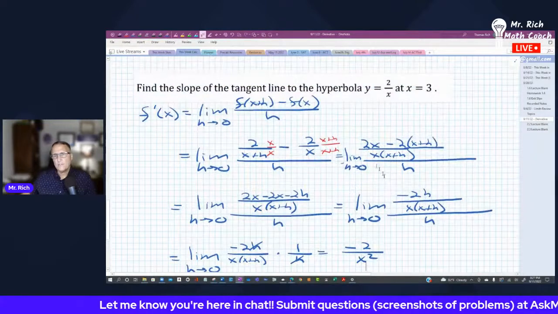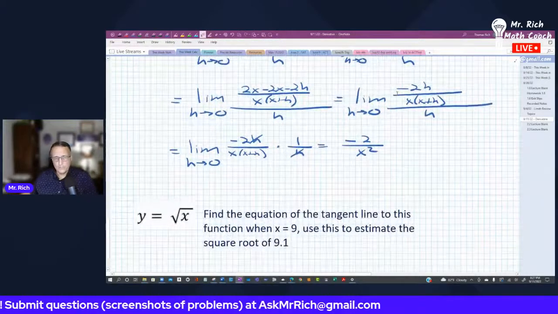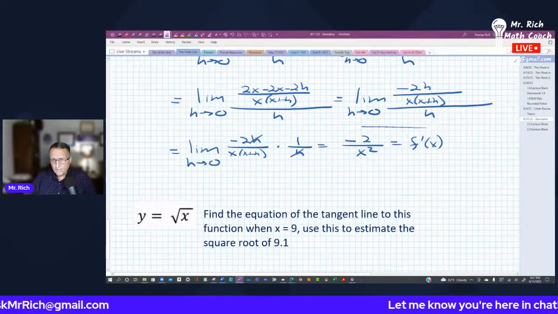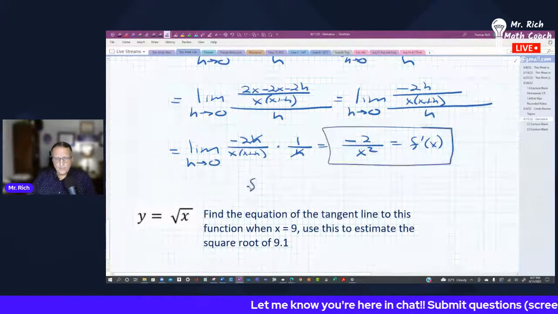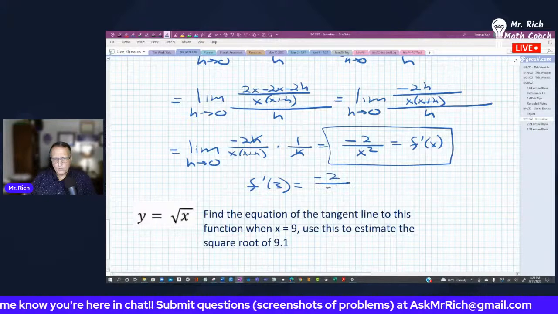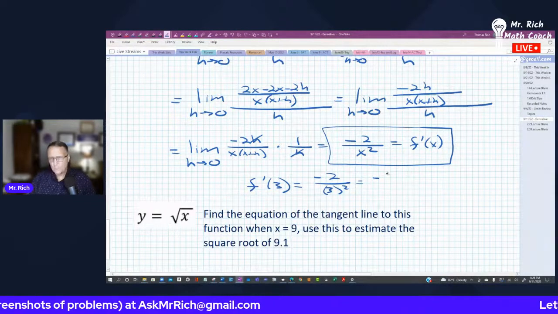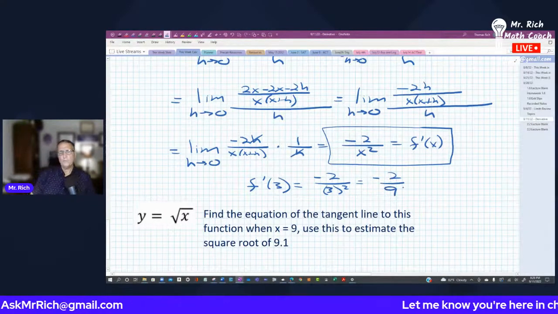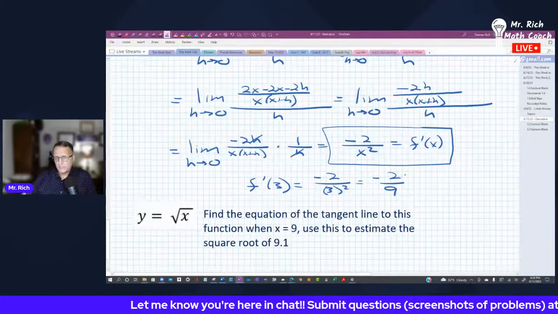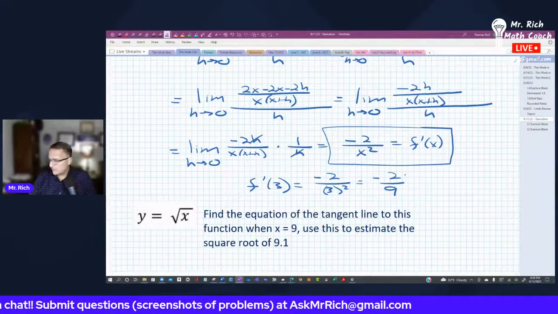But now look what it says here. It says find the slope of the tangent line to the hyperbola y equals 2 over x at x equals 3. So this function that I found is the f prime of x. If I want to know the slope of that tangent line, I would find f prime of 3, which would be negative 2 over 3 squared, or negative 2/9. That's the slope. When x is equal to 3 on that function, at the point of tangency, that slope will be negative 2/9. All right. You can put that on Desmos and see if that makes sense.